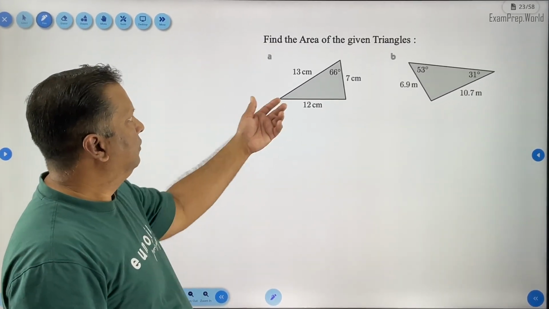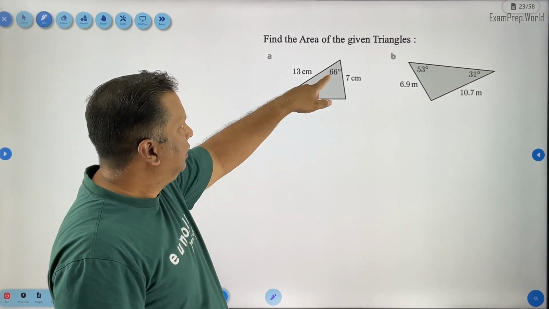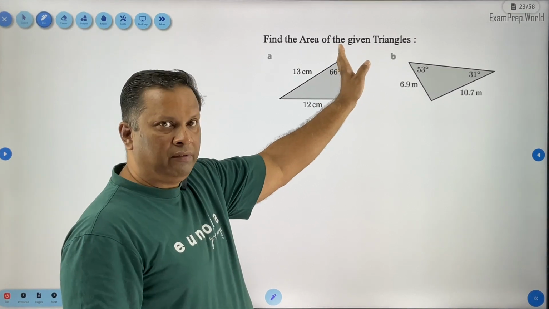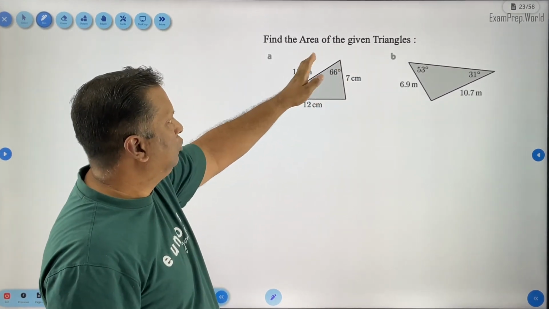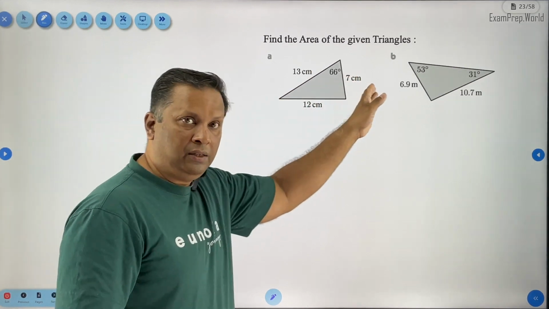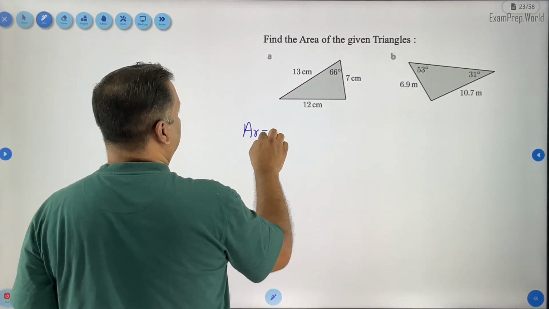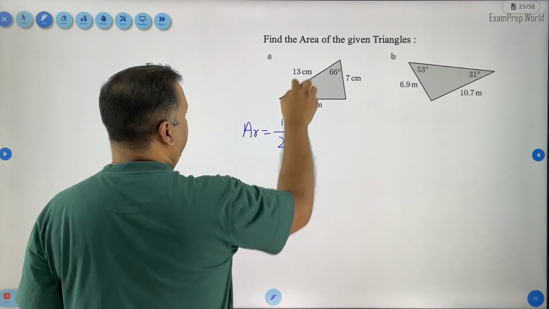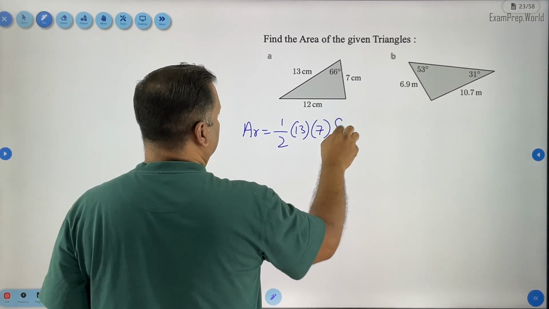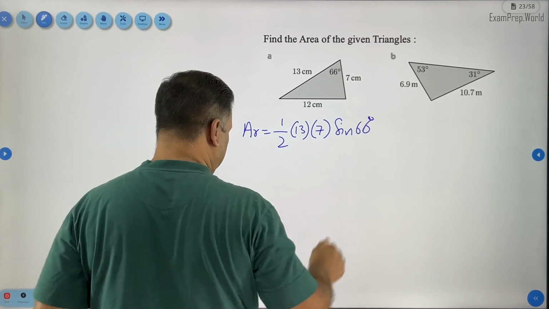We have two triangles here. In the first triangle, the angle is 66 and the two sides are 13 and 7. So I will not use this side. I will use only 13 and 7 to find the area because the angle is between 13 and 7. So what do I write? Area of this triangle equals half, A is 13, B is 7 and sine of 66 degrees.